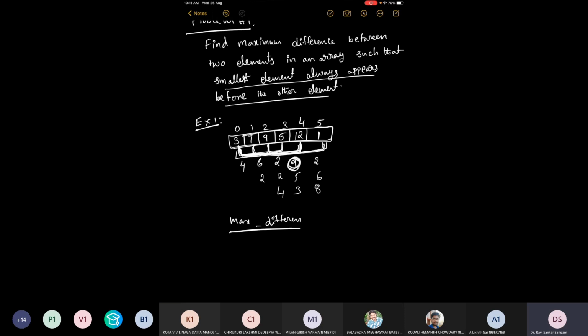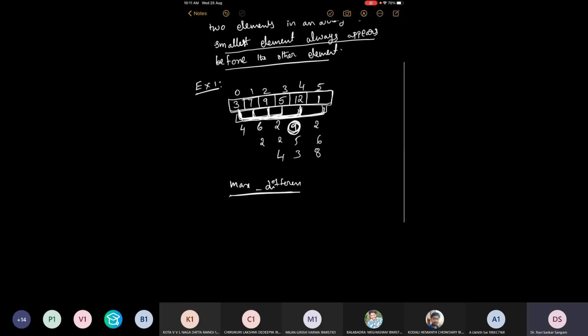Okay. Now, how to solve this problem? So, two conditions. If it is just max difference, we can identify the minimum element and maximum element with a single scan. By using a single scan, we can identify the smallest and greatest elements in that array and we can return the difference between those two as the max difference. But here we have one additional condition. So now how to solve this problem?